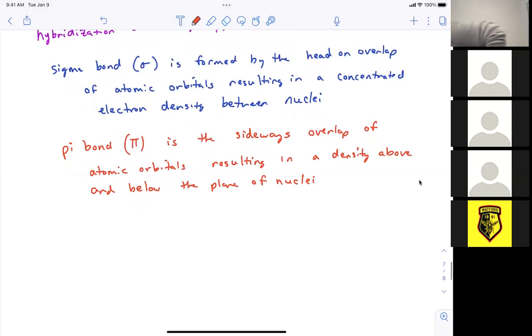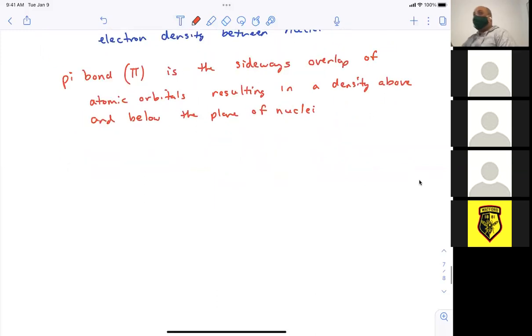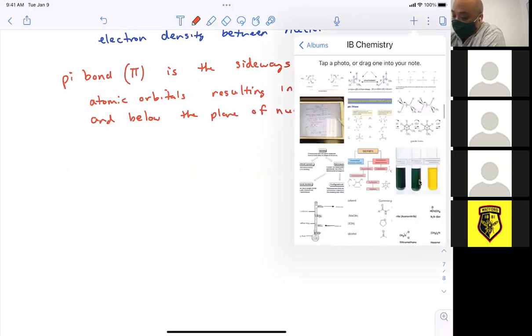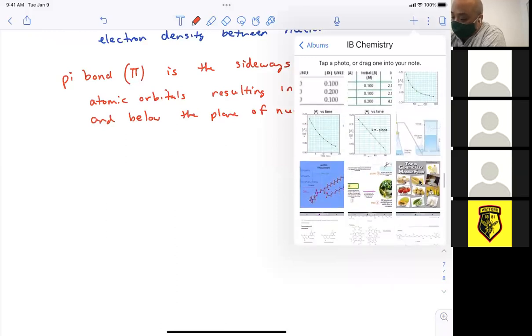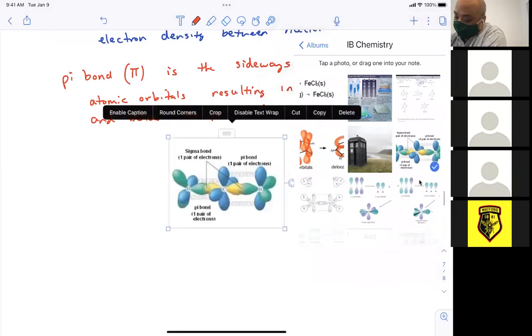Again, you're not going to have to recite those definitions necessarily. Not word for word, but I would still know how to describe them. So sigma bond, head-on overlap, concentrated electron density between nuclei, and then pi bond is sideways overlap above and below the plane of the nuclei. So not word for word, but still kind of understand what it is. A good illustration of that is CO2, because CO2 contains both sigma and pi bonds. Every first bond between two atoms is a sigma bond, and every additional bond between two atoms is a pi bond. So here's an illustration of that.